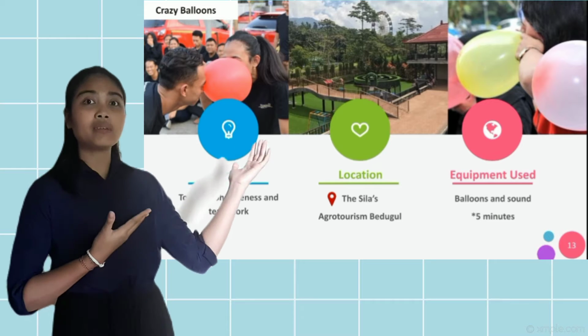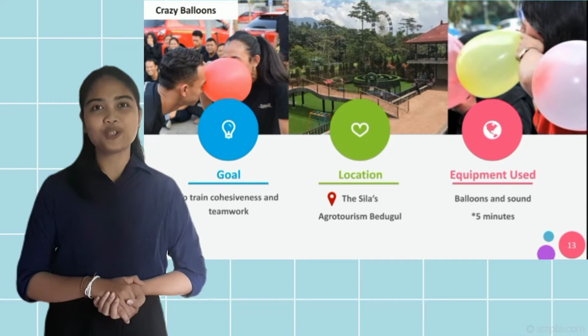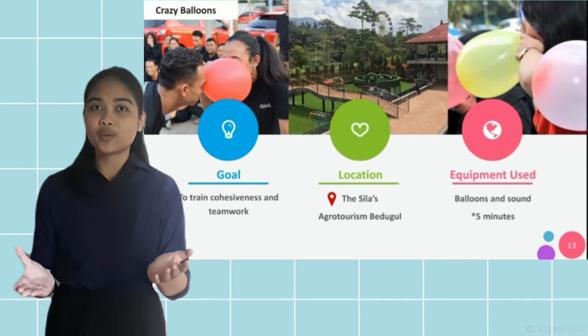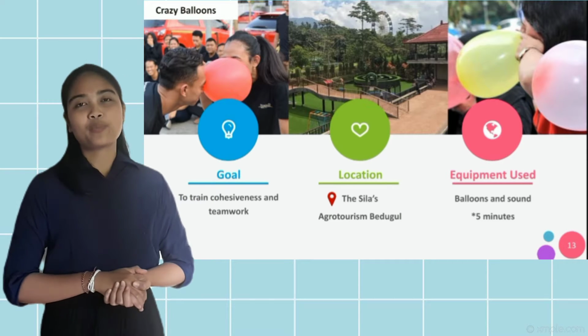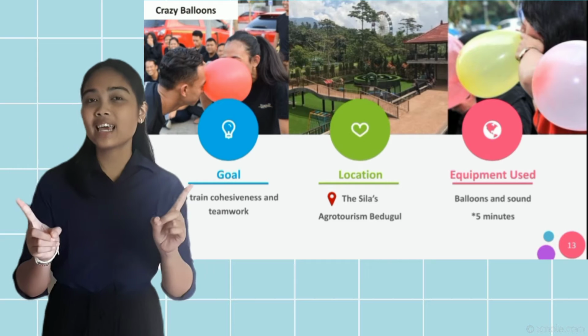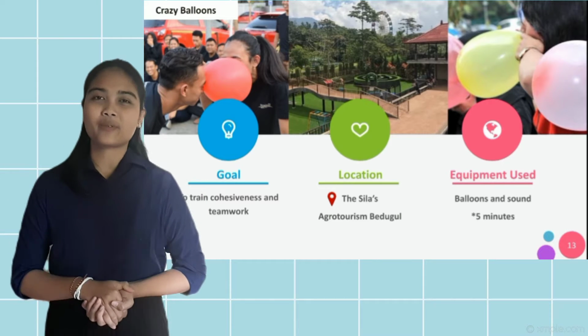We will do this game in the Silas Agrotourism Bedugul, and the equipment that we use in this game are balloons and sound to play the music. This game will take around 5 minutes per round.